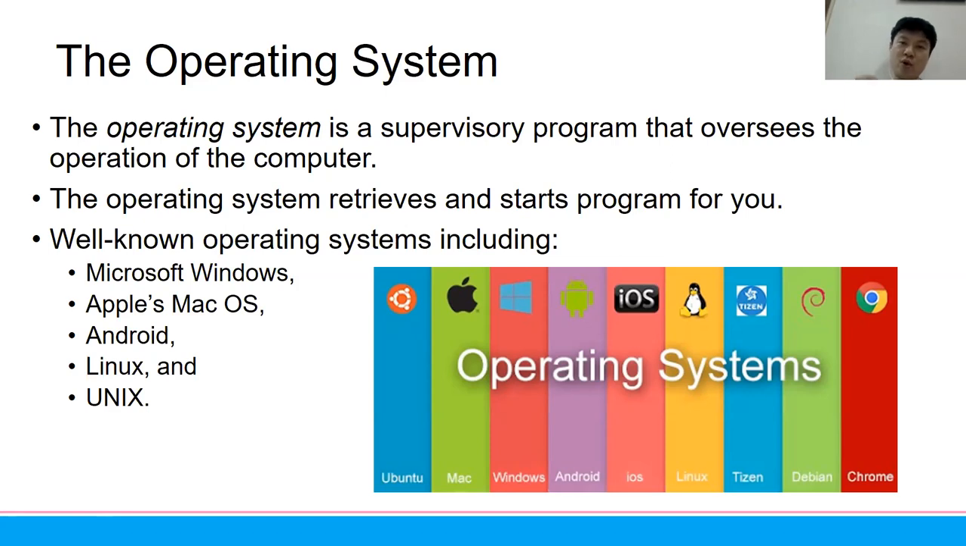For example, you have your program in Microsoft Windows. There might be some limitation when you run your program in Mac. You have your program in Android. Of course, it has limitation to run the program in Linux. So different operating systems will have different ways to run the program. Some examples of the operating system are Ubuntu, Mac, Windows, Android, iOS, Linux, Xen, Debian, Chrome. Those operating systems have different ways to execute the program.